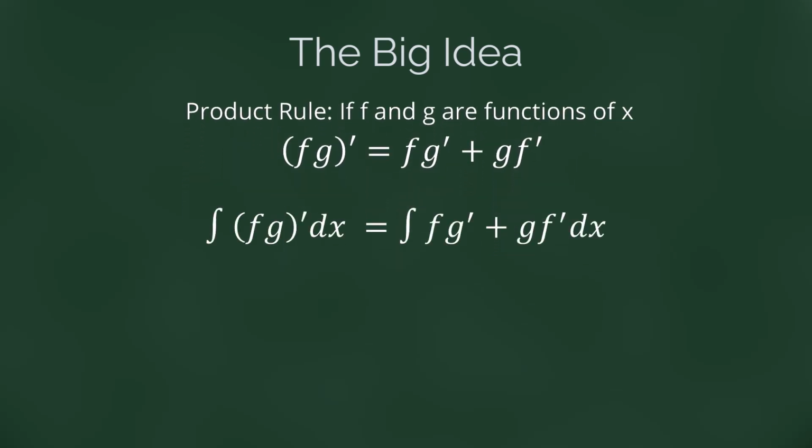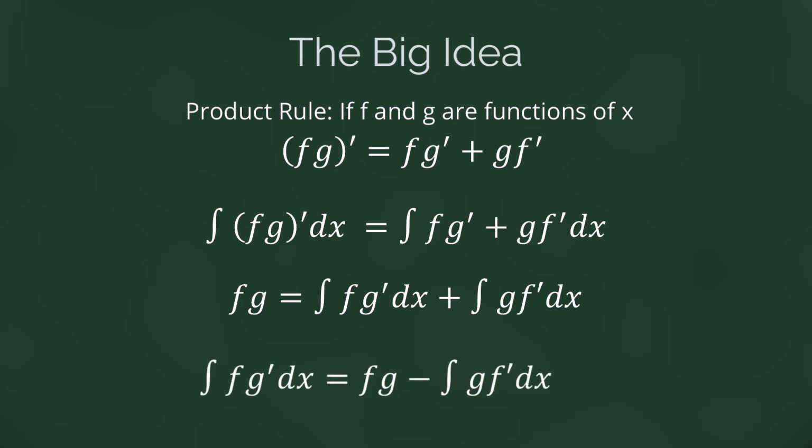So it follows that if we take the antiderivative of each side of that equation, the equation will still hold. But notice then that the antiderivative of the left side is just equal to the product of f times g. This gives us that f times g is going to be equal to the antiderivative of f times g' dx plus the antiderivative of g times f' dx. We can rearrange this a little bit to get us a form that's slightly more useful.